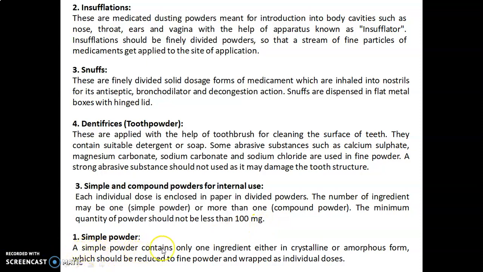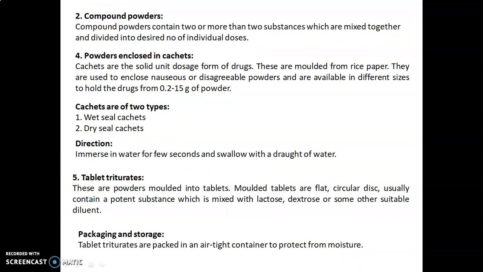Simple powder. A simple powder contains only one ingredient, either in a crystalline or amorphous form, which should be reduced to fine powder and wrapped as individual doses. Compound powders. Compound powders contain two or more substances which are mixed together and divided into the desired number of individual doses.